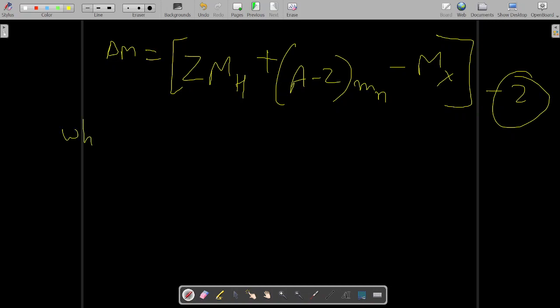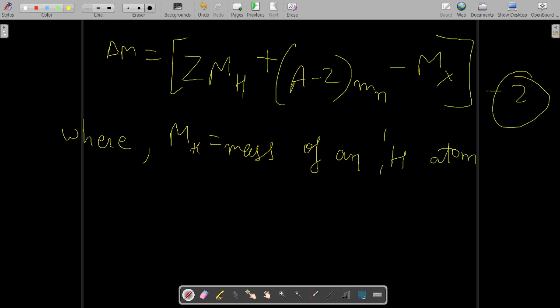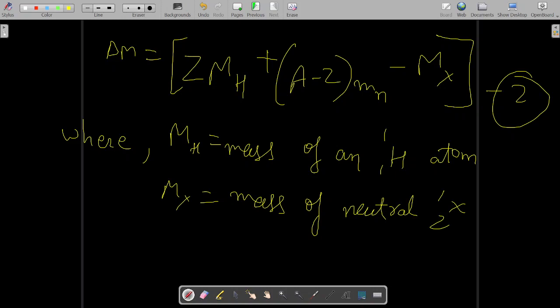So where Mh is equal to the mass of a 1H1 atom, and Mx is equal to the mass of a neutral X, Z, A atom.